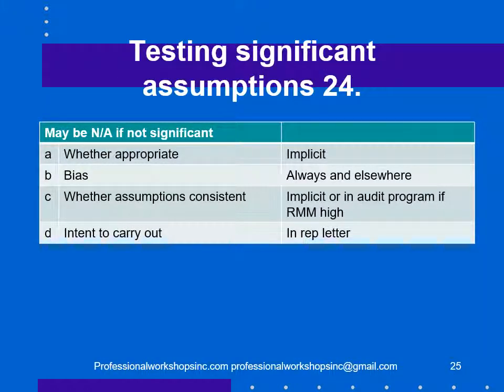Testing significant assumptions, how to do that, paragraph 24. Test whether the significant assumptions are appropriate, and of course that may all be not applicable if there are no significant assumptions. That's, I think, implicit. Bias, again, always and elsewhere. Whether the assumptions are consistent, that's implicit. And again, if we need to write an audit program, we really need to write a detailed audit program. And does management intend to carry out the things they say they intend to carry out? And that should be in the rep letter.